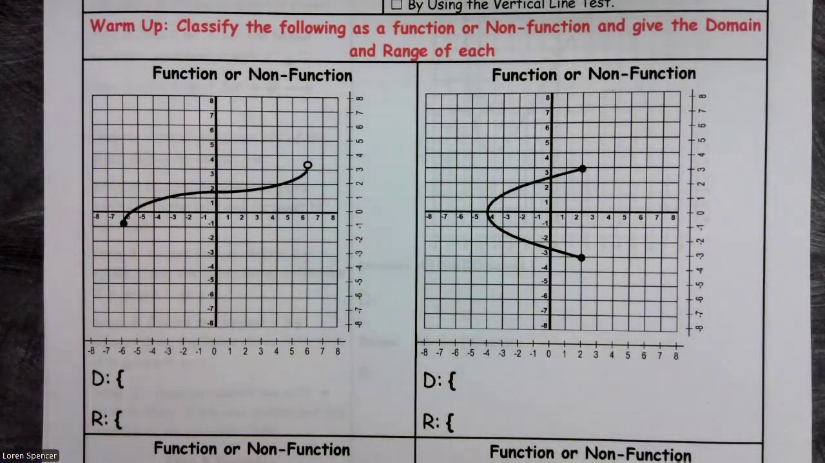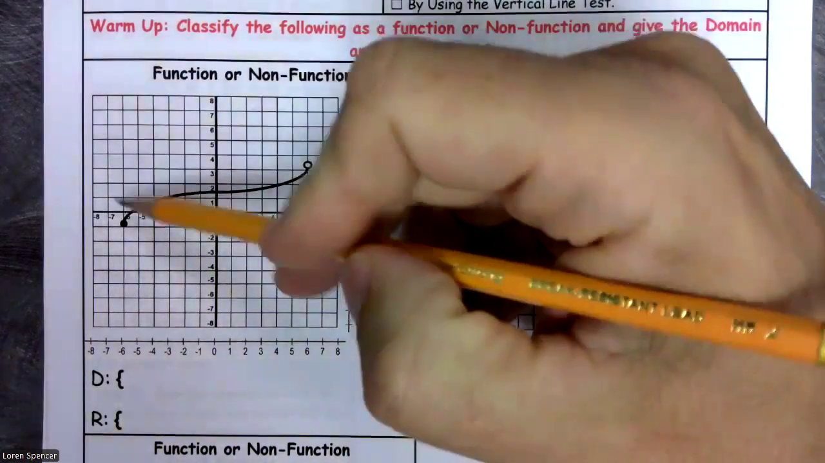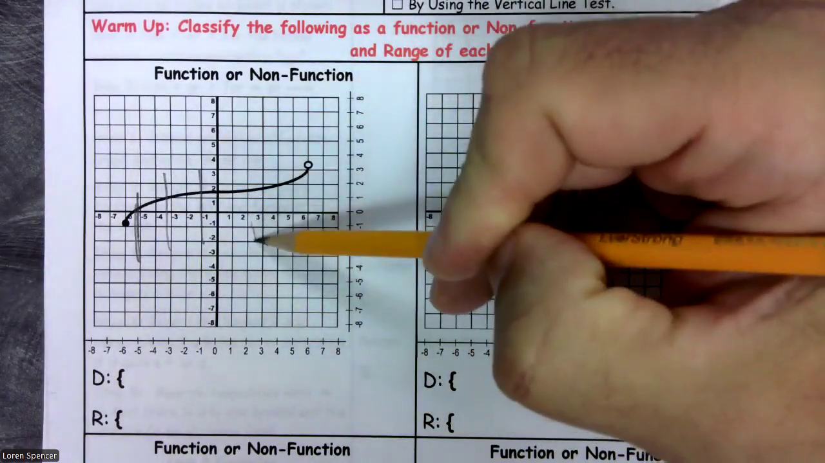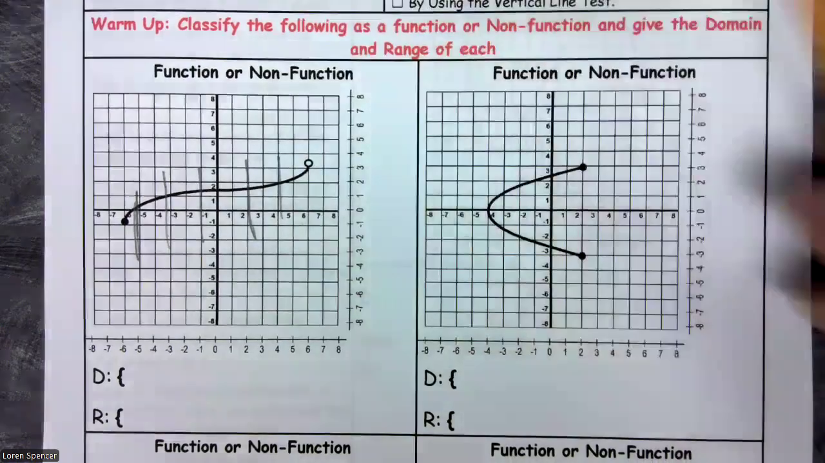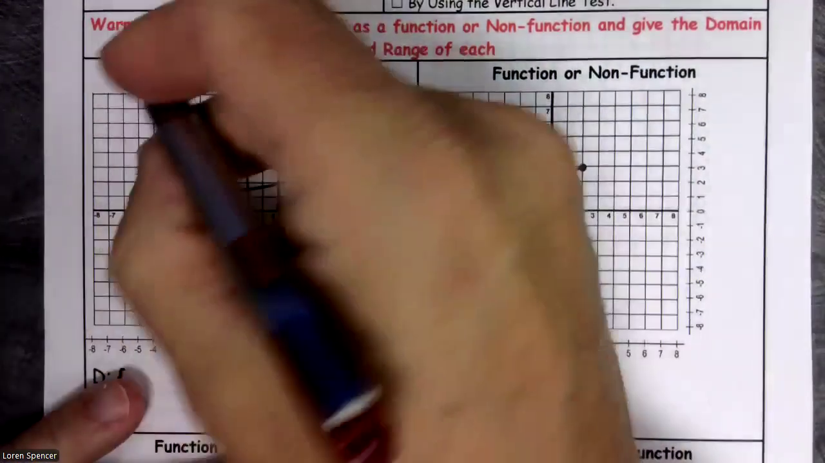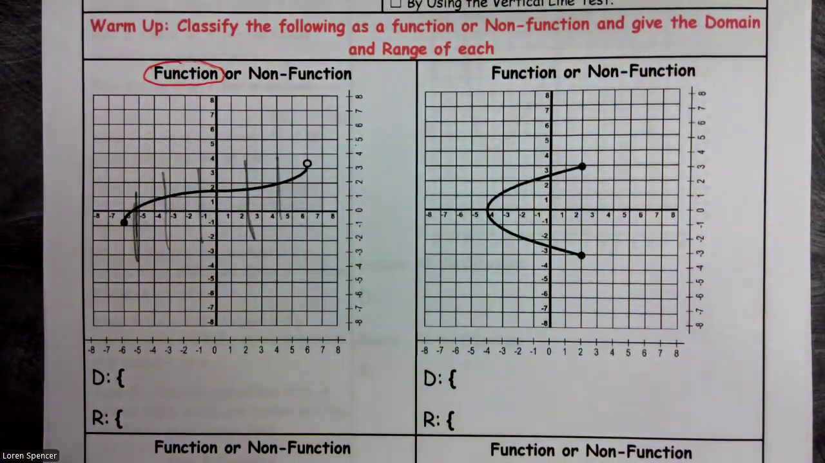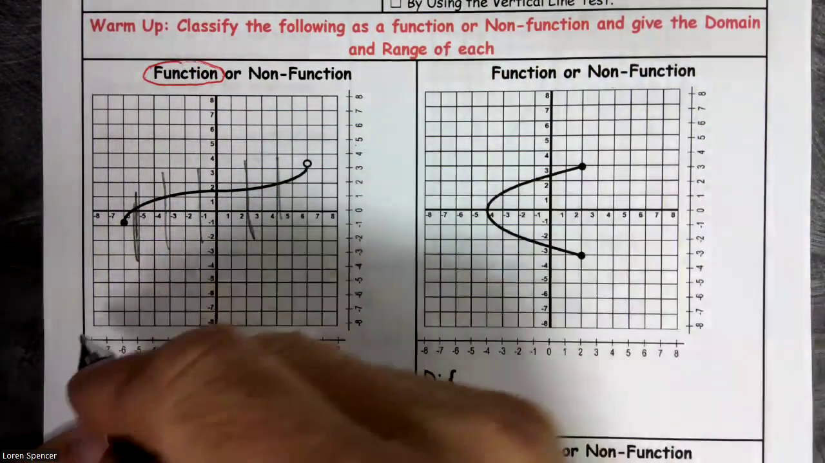So the very first thing you want to know is, is this a function or a non-function? If I use the vertical line test, and I'm just going to use a pencil here, I hope it shows up. Everywhere I draw, I can only hit the line once when I draw a vertical line. So this is in fact a function.